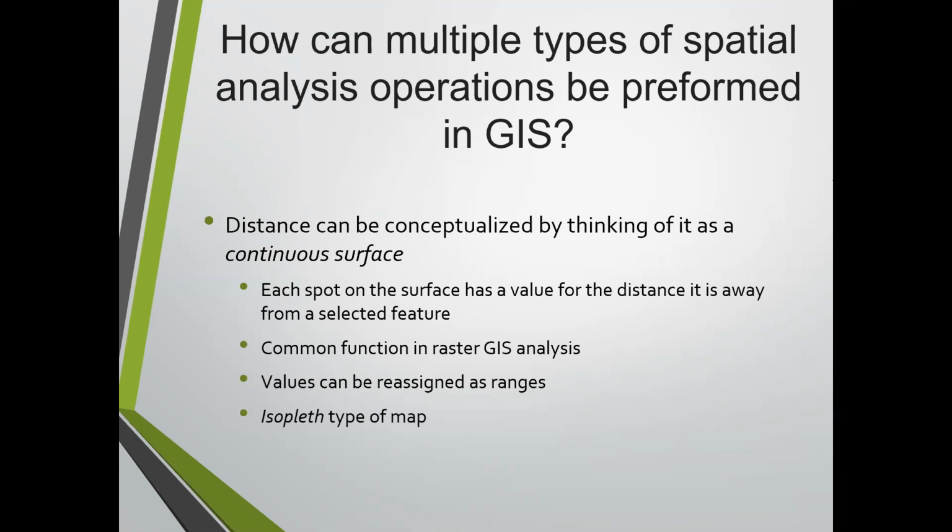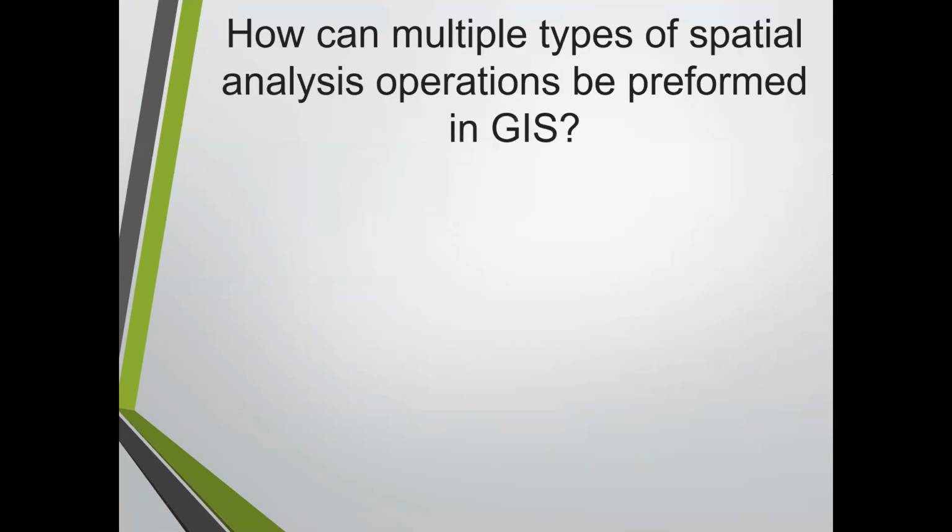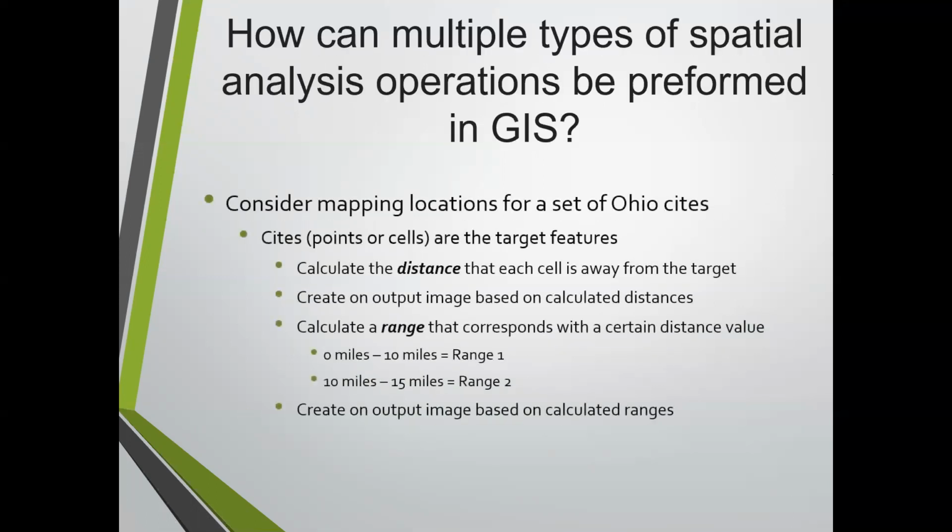Which basically means ISO measurement, essentially ISO measurement, isopleth. So a topographic map with contour lines, those contour lines are called isopleths, and that's an isopleth map actually. So consider this, and this is a good example that your author gives you some really neat pictures of: you're mapping locations for a set of Ohio cities, and the cities are points or cells.